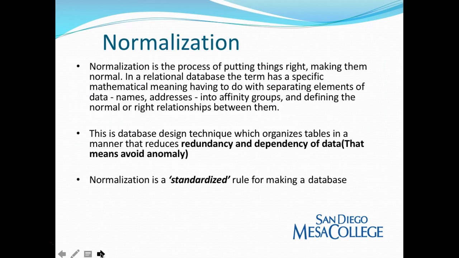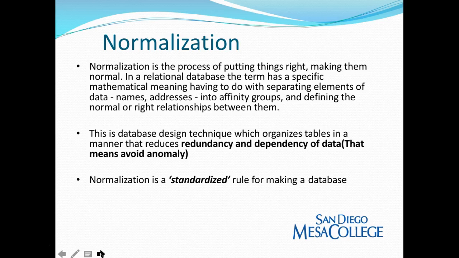So what do we have to do about this? Well, we have to normalize the table. This is the process of putting things right. Basically, in a relational database, it has specific mathematical meanings that concern separating elements of data, names, addresses, into what people call affinity groups, or also entities, and defining the right relationships between them. This is a database technique which organizes tables in a manner that reduces any redundancy and dependence of data. So normalization is a strict standardized rule for making a database.